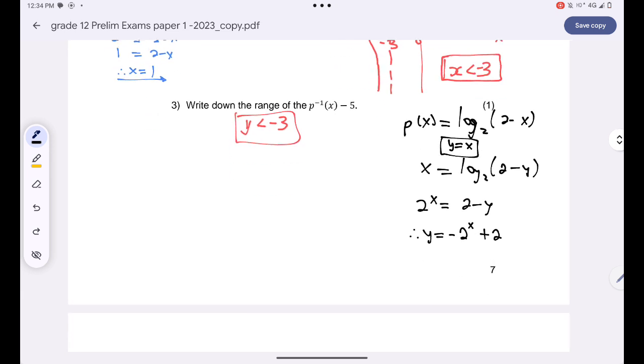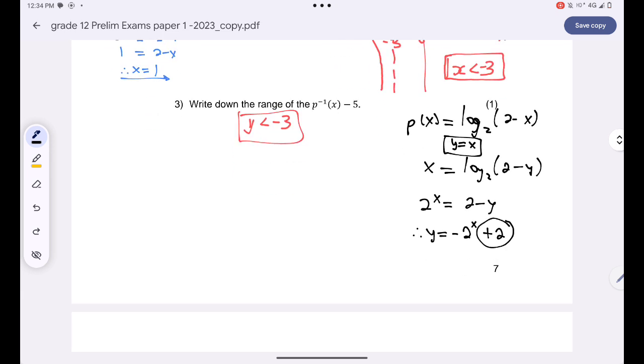If I have to translate this thing 5 units down, therefore the inverse p of x minus 5 will simply be negative 2 to the power x plus 2 minus 5, and hence 2 to the negative x minus 3. Remember that, guys, since I have a negative value over there, that means my graph will be below the asymptote. The exponential graph will be below the asymptote.